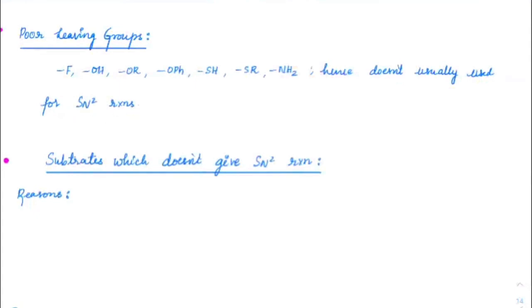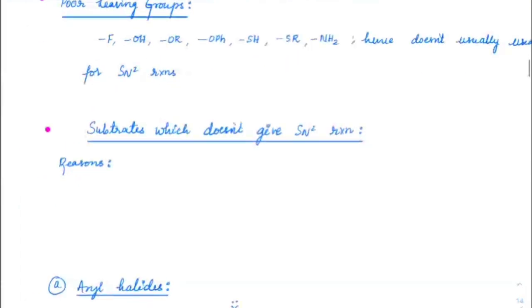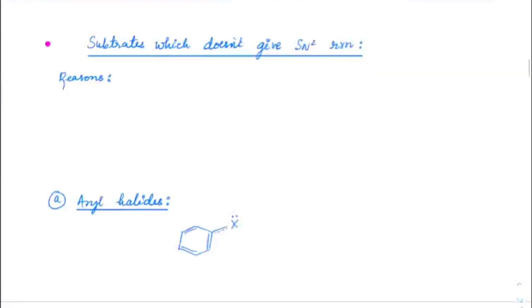Now which brings us to our next important case: in which cases should we consider SN2, in which cases are we very sure that SN2 will not happen, and in which cases do we know that SN2 will happen. So first we will try to list out the cases where SN2 will definitely not take place.